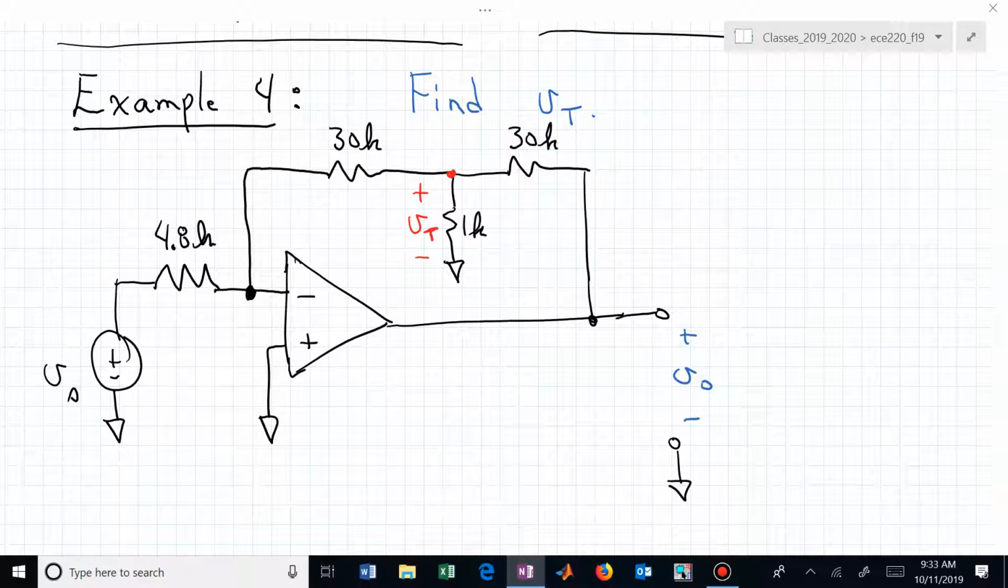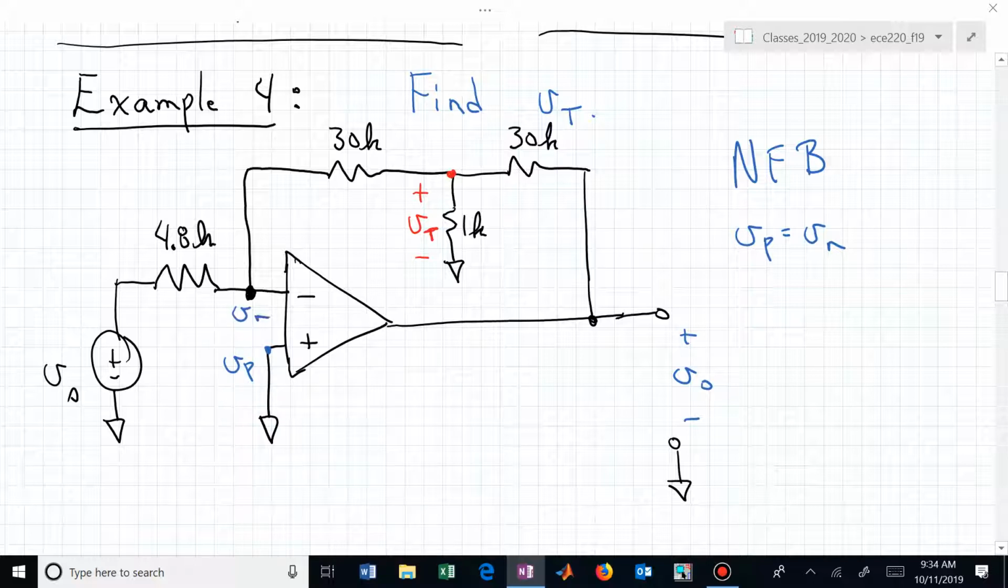Can we analyze this with the strategy or the steps that we've learned? Is there negative feedback? Yes, you are feeding information back from the output pin to the inverting input pin. We do have negative feedback. And that now allows us to assume V sub p, which is right here, and V sub n, which is right there, are virtually connected. There's a virtual short there. They're the same potential because of the negative feedback.